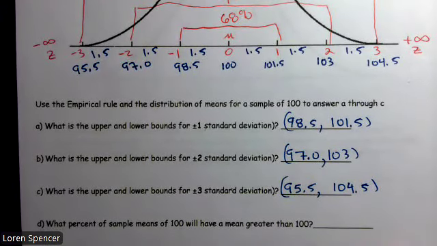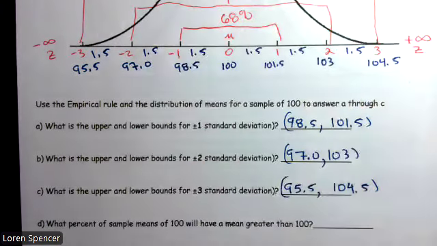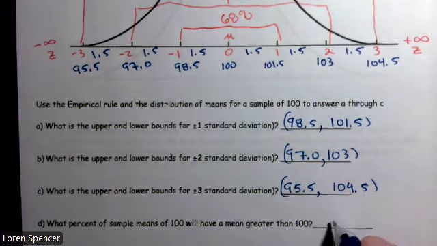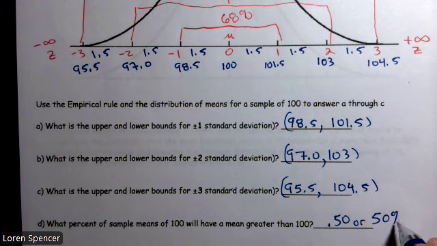Then the next thing: what percent of the sample means of 100 will have a mean greater than 100? Oh, well, that's right in the center. So 50% will be greater than 100. So 0.50 or 50%, either way you'd like to write it.